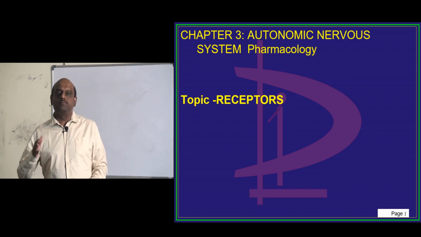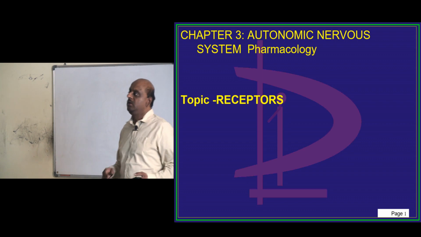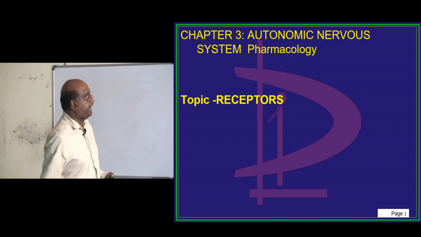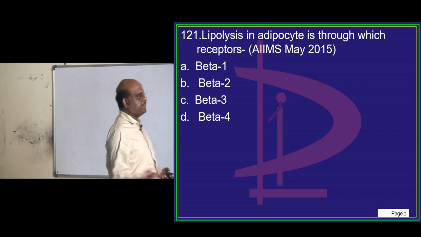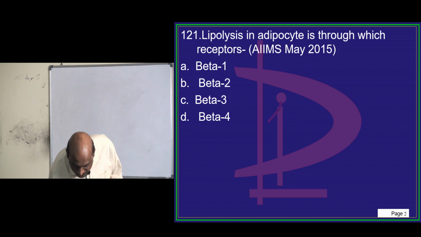The third most common topic in the last 15 years, All India and NEET PG question bank in pharmacology, is autonomic nervous system pharmacology, which you have to be emphatically sure about.